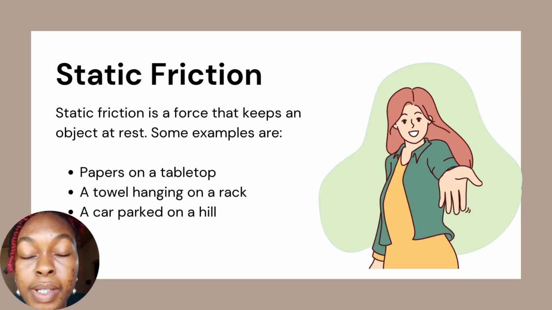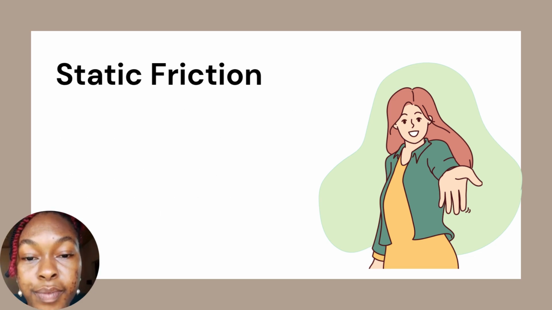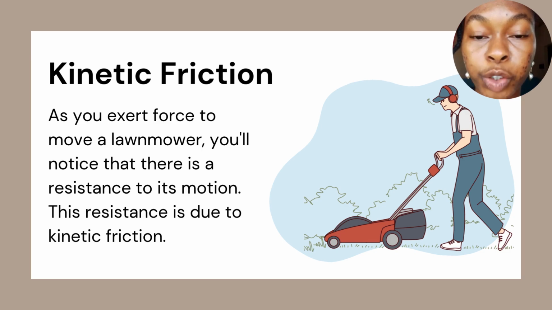So, let's look at static friction. This is a force that keeps an object at rest. Examples are, one, papers on a tabletop, two, a towel hanging on a rack, and three, a car parked on a hill. So you notice all these objects are at rest, and the friction it possesses at that point is static friction.